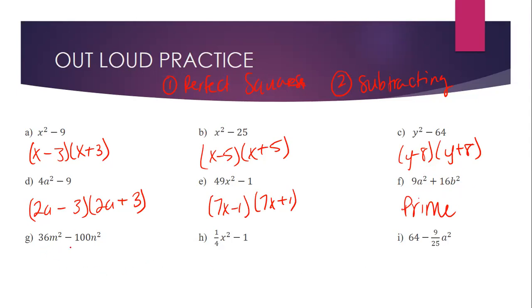All right, perfect squares on G, yes. And so are they being subtracted? Yes. So you should have gotten 6m minus 10n times 6m plus 10n.